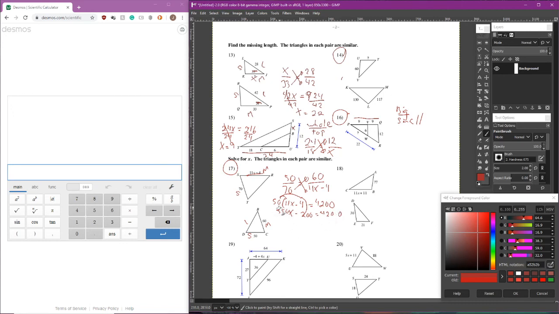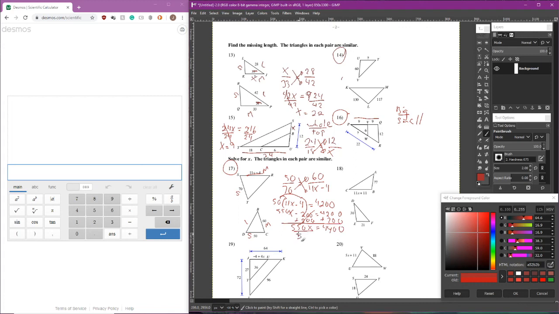Remember that the variable is always last. So go over to this minus 200 and do its opposite, so adding 200 to both sides. That will cancel out that 200, leaving only the 550x on this left-hand side. And then 4,200 plus 200 is 4,400.